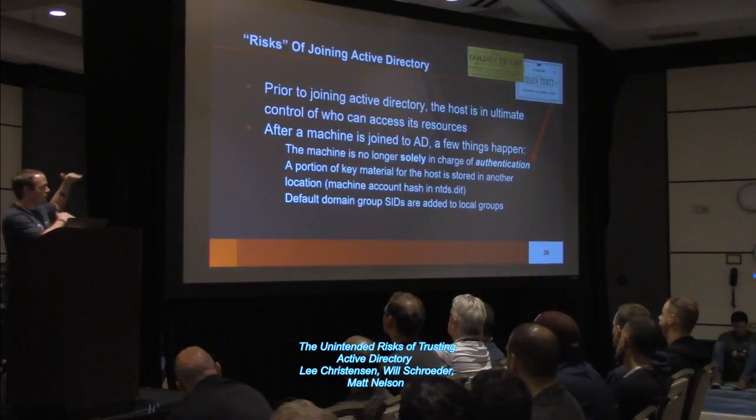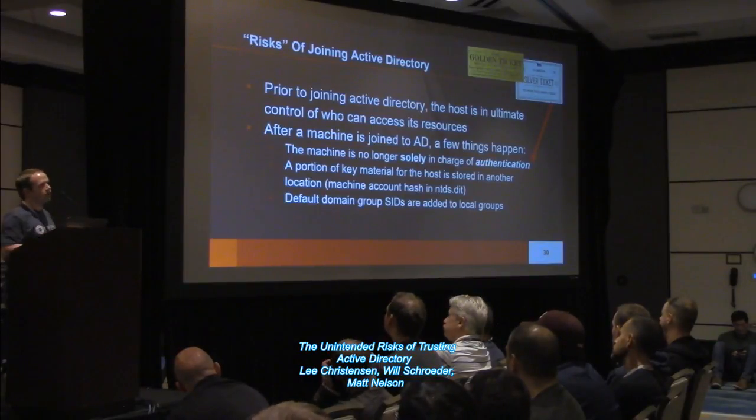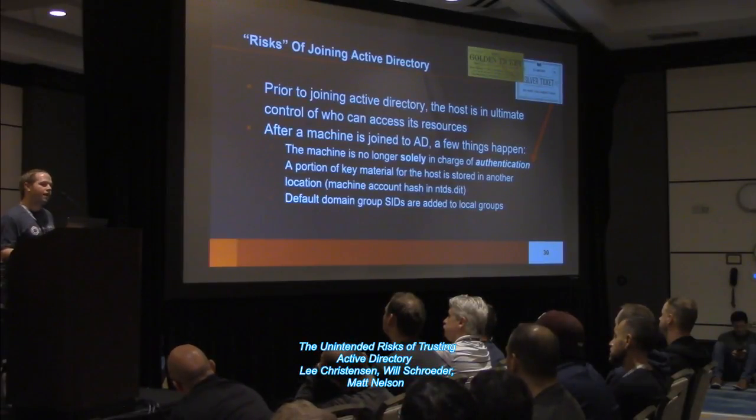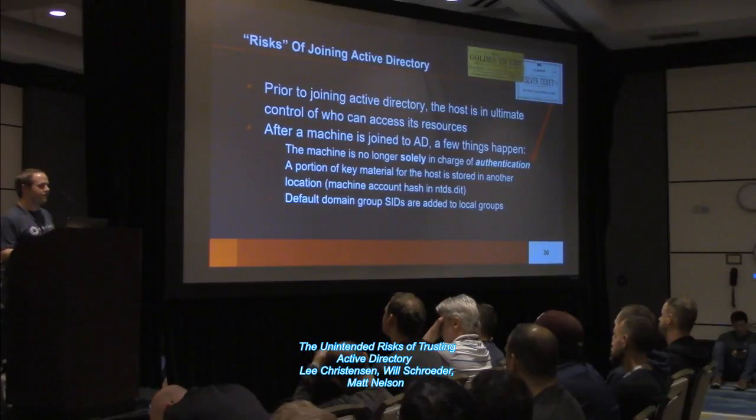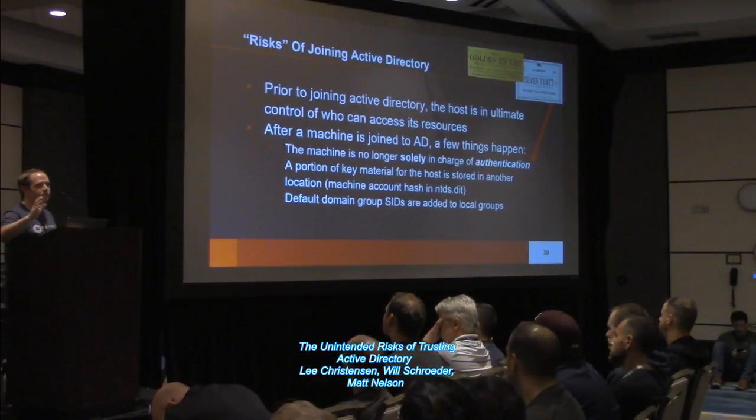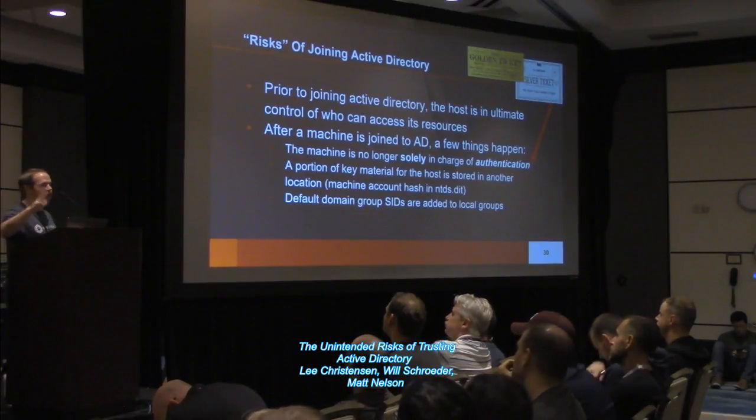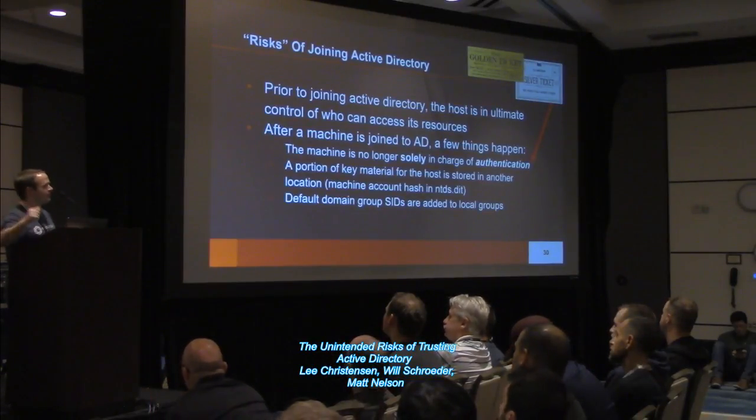Likewise, that individual host is no longer in control of its own security groups anymore. By default, when you join a machine into Active Directory, the domain administrators group is added to the local administrators group. So now you have these other groups in the domain that can access this machine. Those groups may have other groups and other users in them, and so now all of those people are implicitly trusted to access this machine.